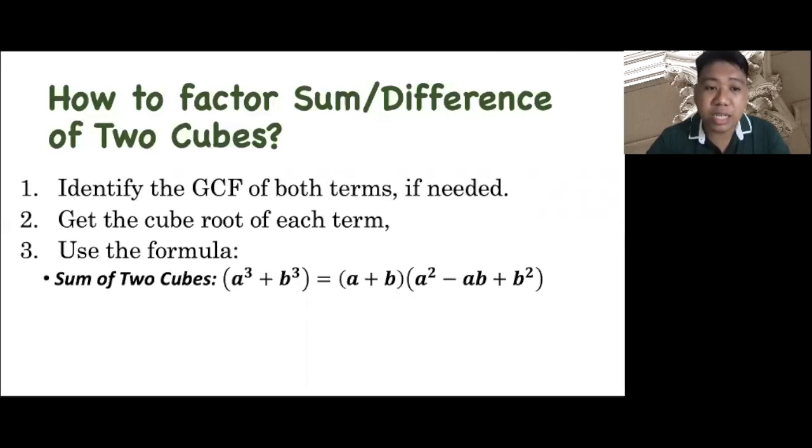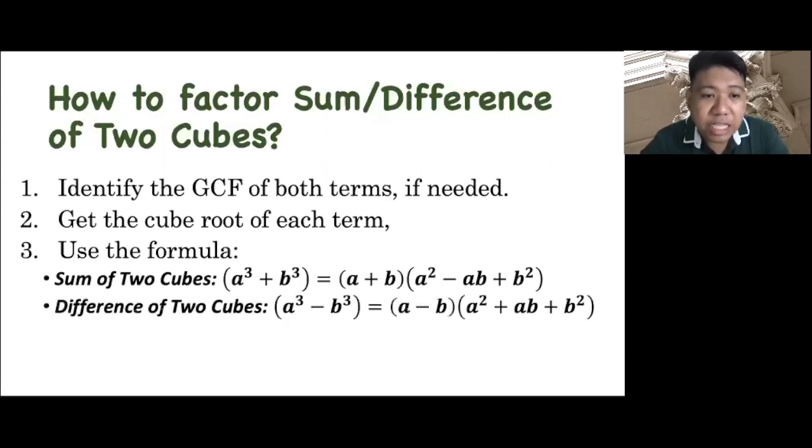So for the sum of two cubes, ito po yung formula natin. Quantity of a cube plus b cube is equal to quantity of a plus b times the quantity of a squared minus ab plus b squared. So please make sure na tama po yung ating mga operation at yung mga susundan natin na mga term.